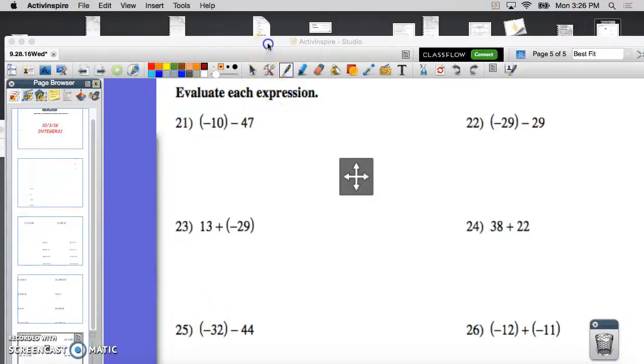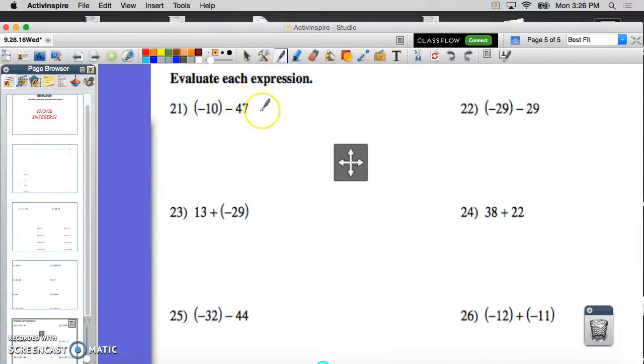So looking at number 21, subtraction problem, right? And remember, with subtraction problems, we're first going to change it to an addition problem, then change the sign of the second digit.